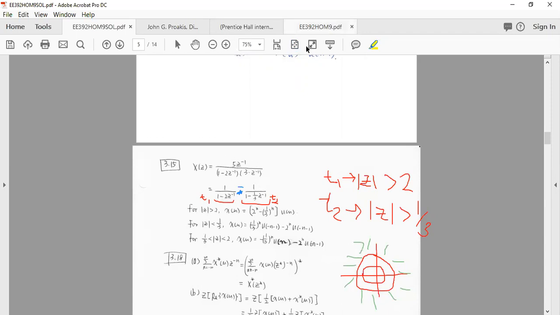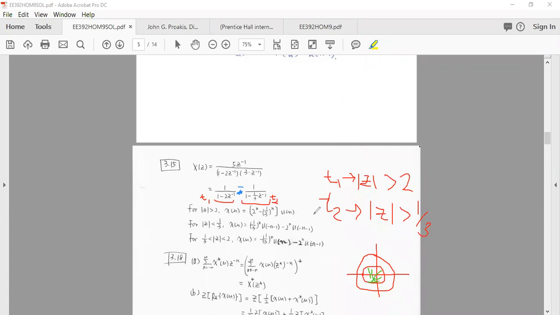Now, for the signal to be anti-causal, it has to fall on the inside of the circle. Let me just draw it. For the overall signal to be anti-causal, it has to fall on the inside of the circle. If it falls on this particular part, then for this term to be overall anti-causal, it has to be inside this particular circle.